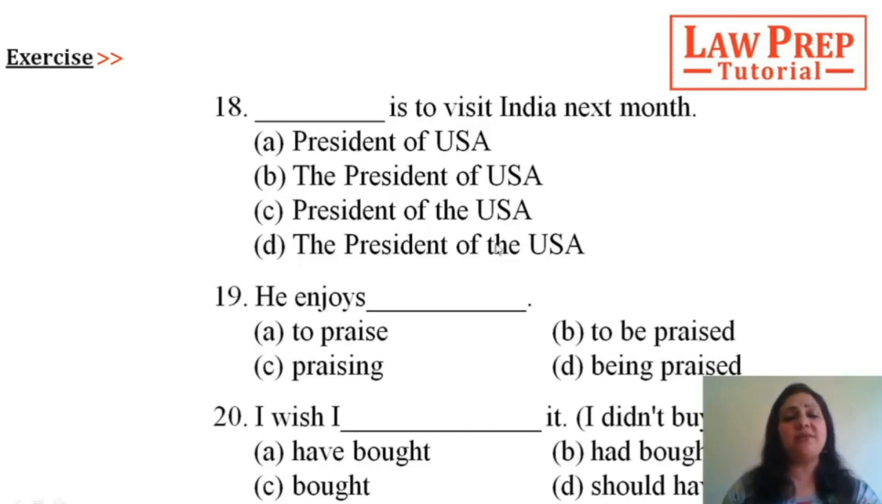So between B and D choice, what is the difference in the two? The USA or not the USA? Because USA is the abbreviated name of a country, and with abbreviated names of countries we use the article the. So the correct answer would be the president of the USA. I hope you have marked the answer. Question number 18, the president of the US.